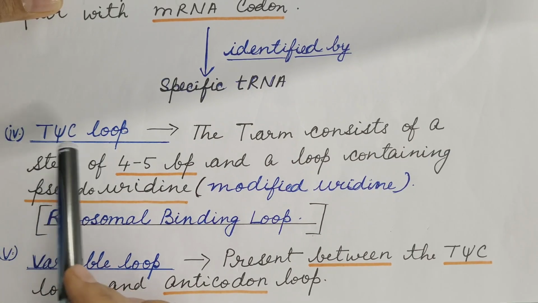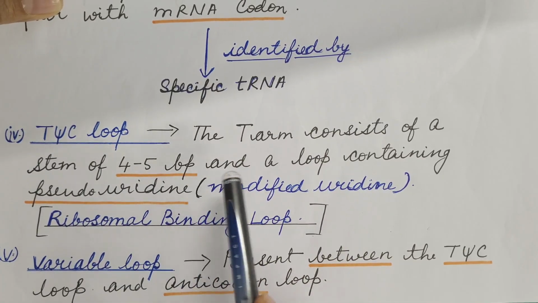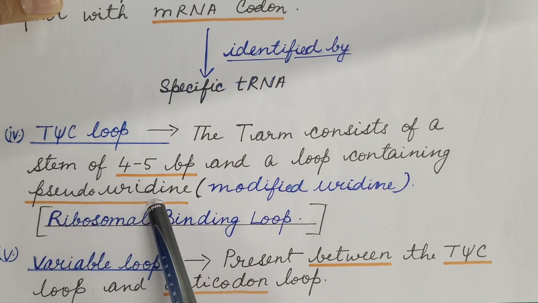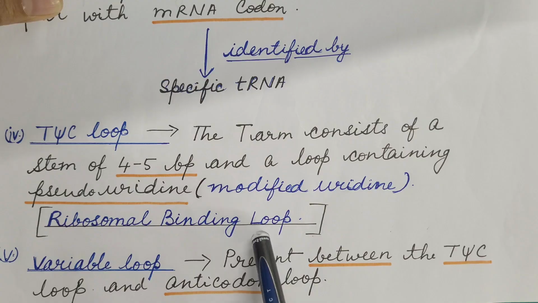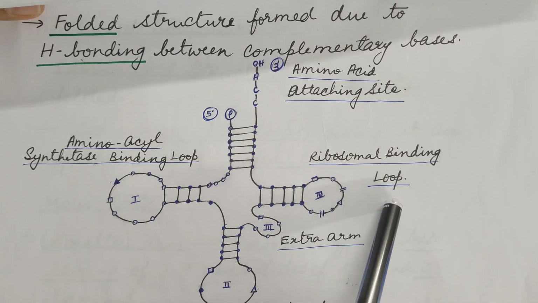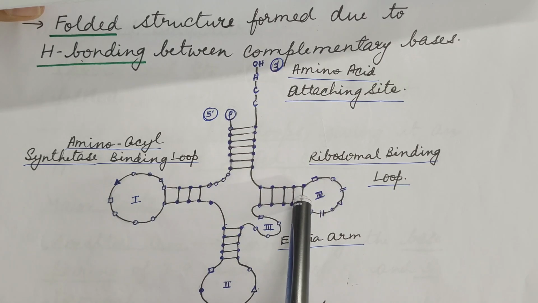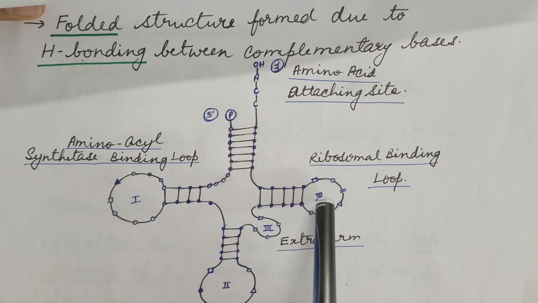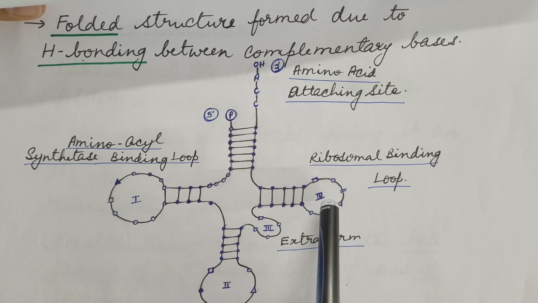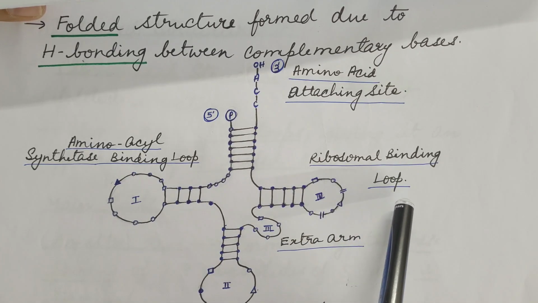Now next is the T loop. The T arm consists of a stem of 4 to 5 base pairs and a loop containing pseudouridine, which is modified uridine. It is the ribosomal binding loop. So this is the T loop, which has a stem which contains 4 to 5 base pairs, and it also has a loop which consists of pseudouridine. This pseudouridine is a modified form of uridine. This is the ribosomal binding loop, which binds with the ribosome during protein synthesis.